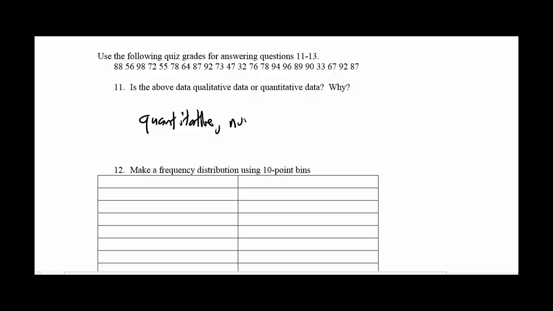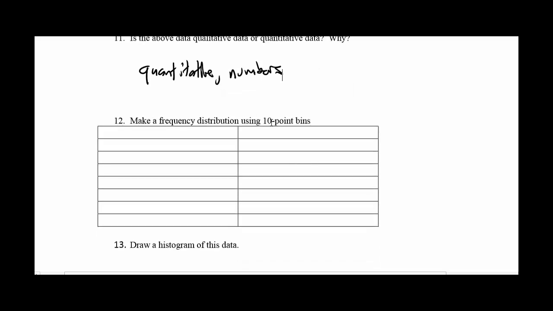And as far as the y goes, because we are measuring numbers. Then we are asked to make a frequency distribution using 10-point bins. Okay, so 10-point bins in this case just simply means go into our data and make sure that there's gaps of about 10. So what we're going to end up doing is we're going to say that 99 to 90, and 89 to 80, and 79 to 70, that those are a gap of about 10 numbers.